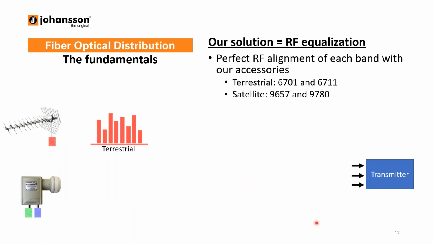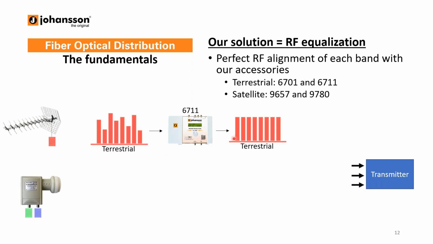So as I mentioned before, it's of mandatory importance that before you distribute your RF signal, it is perfectly aligned. And for that, we have different products. For instance, for the terrestrial, we have our profiler range. People who are familiar with this product range know that we have a long history in this kind of product. So basically, this product will turn a terrestrial signal like this into something like that. So it will treat every individual multiplex, and it will make sure that all the multiplexes are equally aligned. And that's then a perfect signal to go into your fiber transmitter.